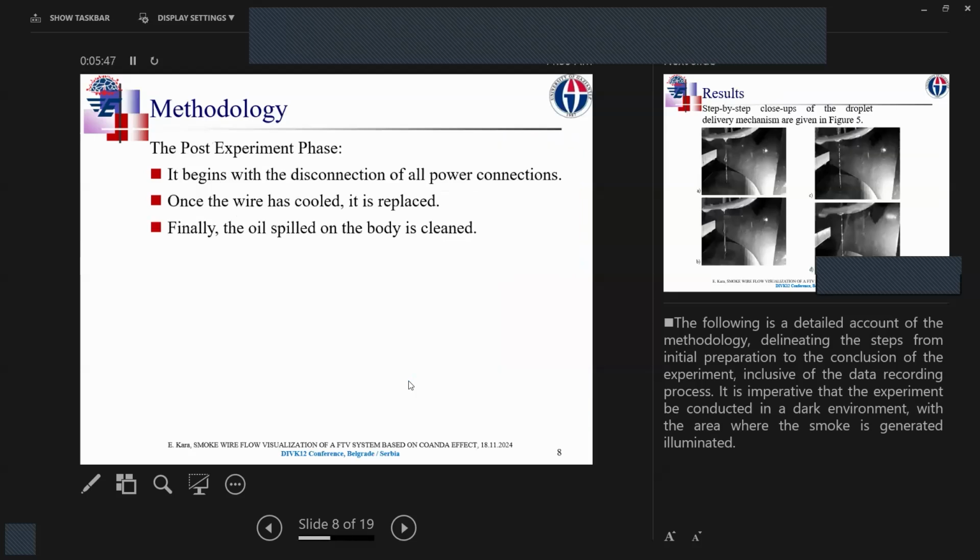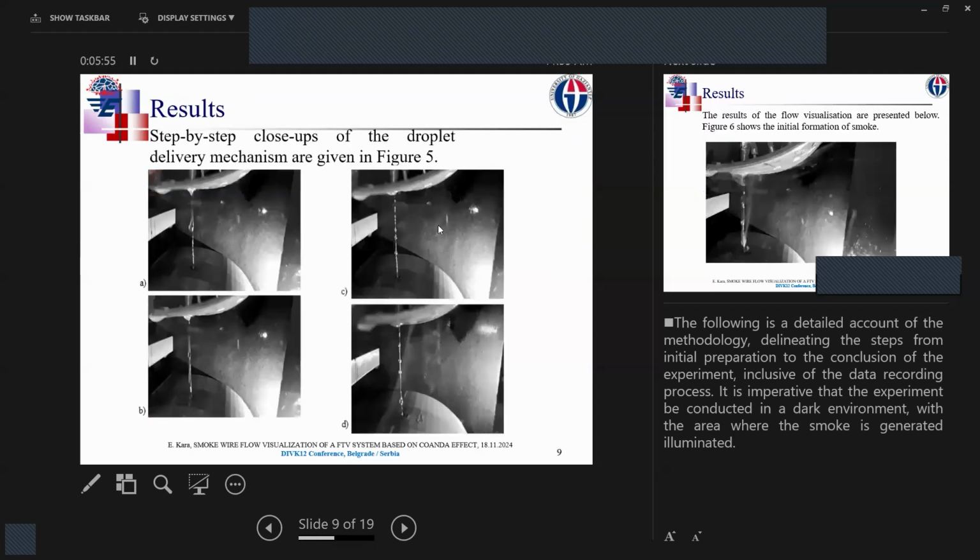The post-experimental phase begins with the disconnection of all power connections. Once the wire is cooled, you should replace it. Finally, all the spilled oil on the body is cleaned. So this is the post-process. Step-by-step close-ups are given, and the following gives the detailed account of the methodology. We have the steps of initial preparation and conclusion of the experiment.